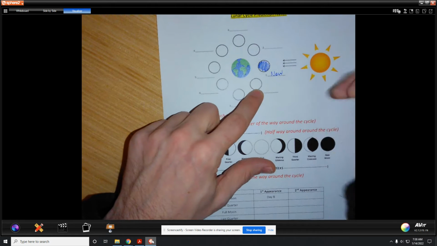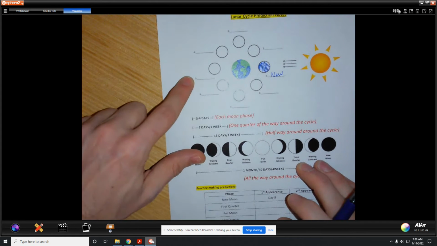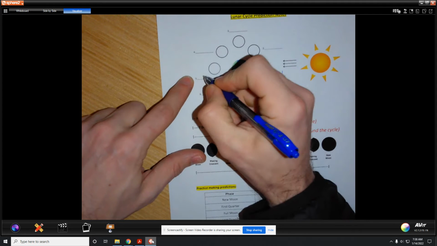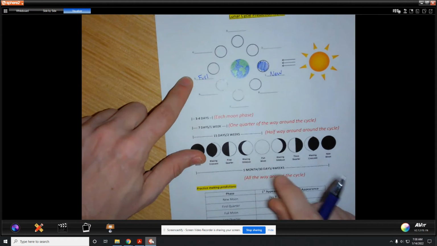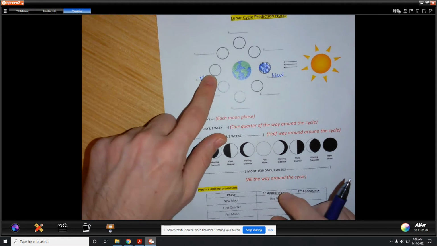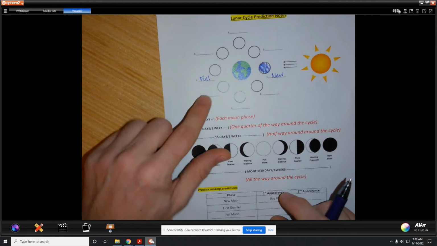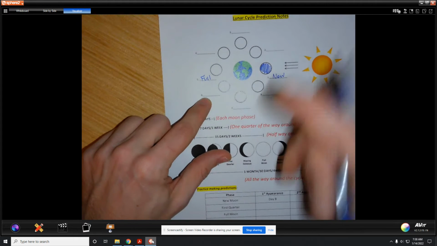Label it new. We also know that the full moon then will be on the opposite side of the Earth. So we can go ahead and label this one full. You'll notice I don't shade that one because the light is the white part of the paper. Okay, so once I've done the first step, I need to identify counterclockwise.